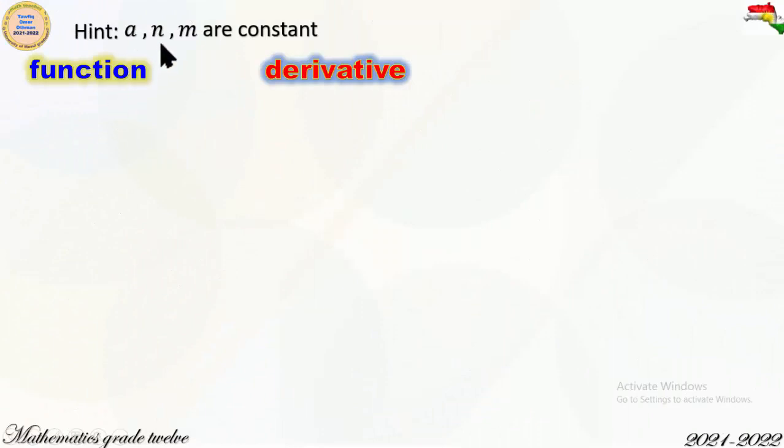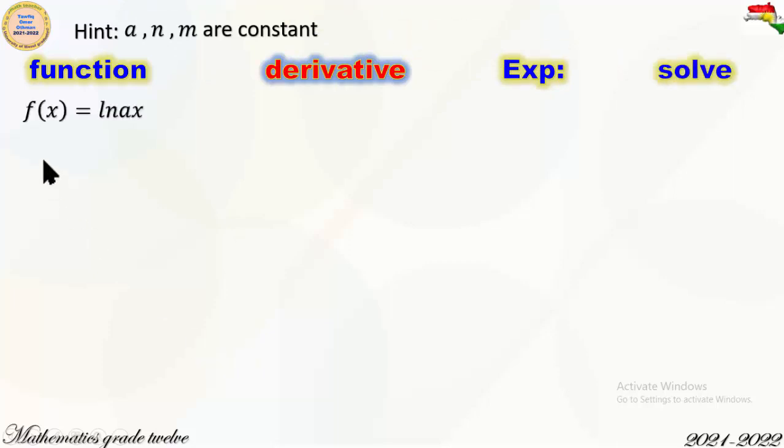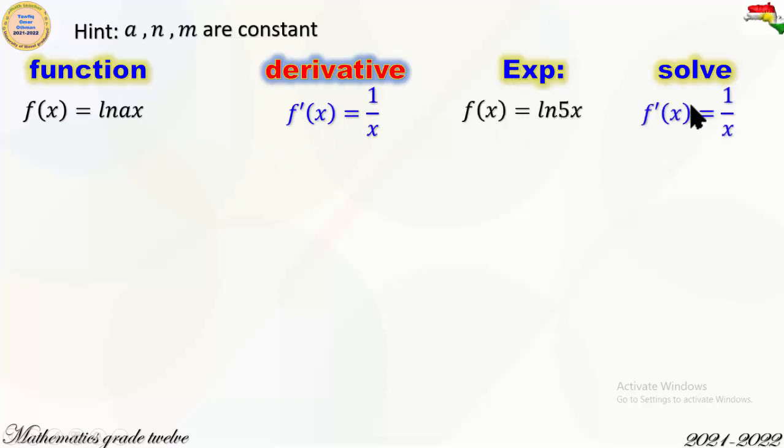If we have a, and n and m are constants, therefore f of x is equal ln of ax. The derivative f prime of x is equal 1 over x. For example, f of x is equal ln of 5x, which is equal 1 over x. Ln of 6x is equal 1 over x.